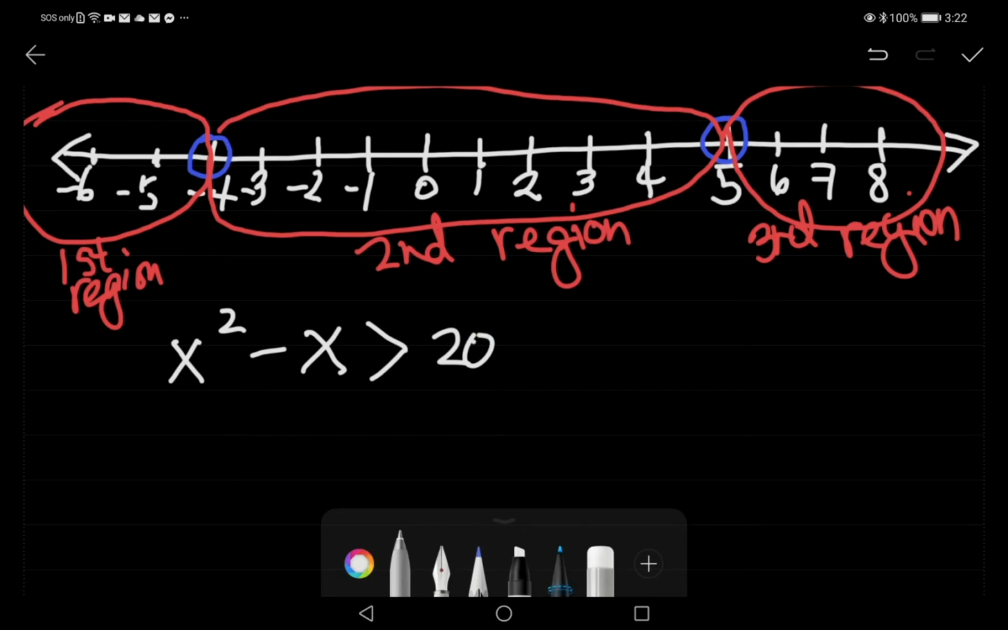So ang first region pili ta og number. For example, pwede siya -5, -6, or -7. So atong pilion ang -5. So atong i-substitute diri -5 squared, then minus, substitute natin -5, greater than 20.